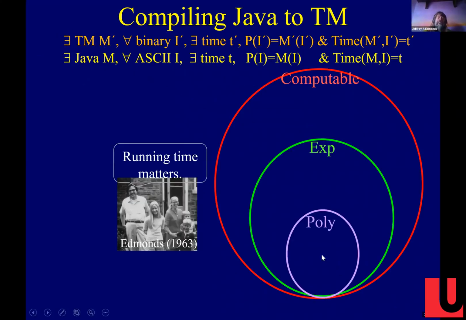DFAs live down here. They're inside linear time. Here we're just saying sorting can be solved in n squared time. But how to play chess takes exponential time. The halting problem can't be solved at all. Everybody good?